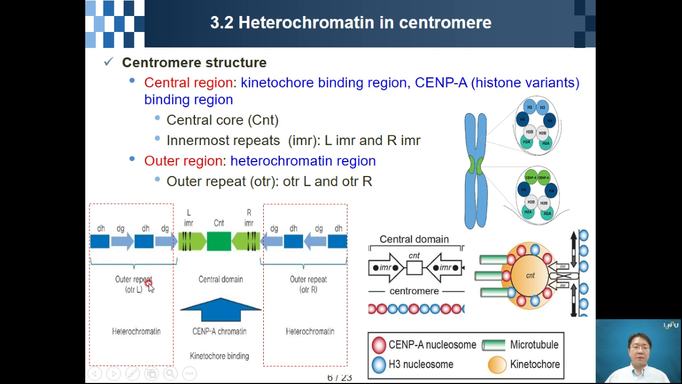So this is the left outer repeat, OTRL, and this is the right outer repeat, OTRR. Each repeat is composed of the DH and DG sequences, DH, DG, DH, and DG. We will see some detailed information on DH and DG in the next slide, okay?